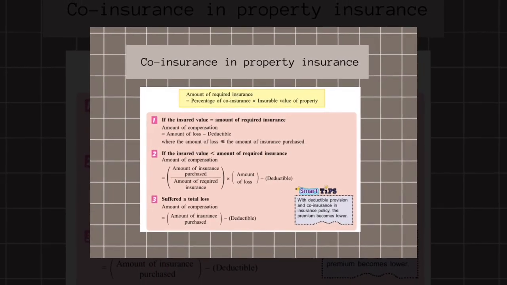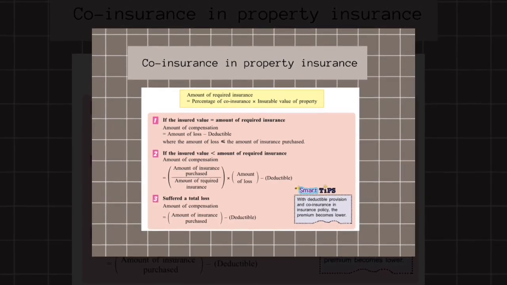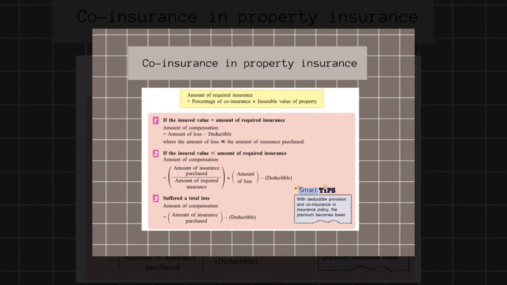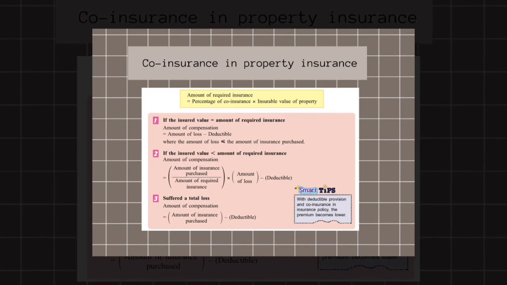First, co-insurance in property insurance. The amount of required insurance equals the percentage of co-insurance multiplied by the insurable value of property. First, if the insured value equals the amount of required insurance, the amount of compensation will be equal to the amount of loss deducted by deductible, but this only applies when the amount of loss is less than or equal to the amount of insurance purchased.